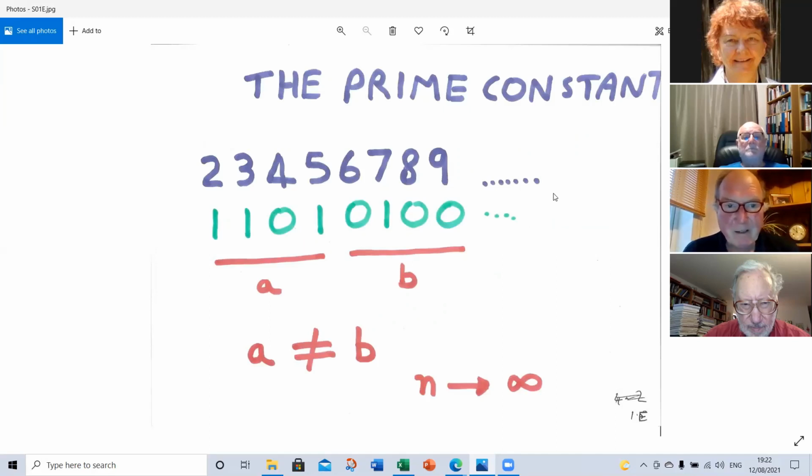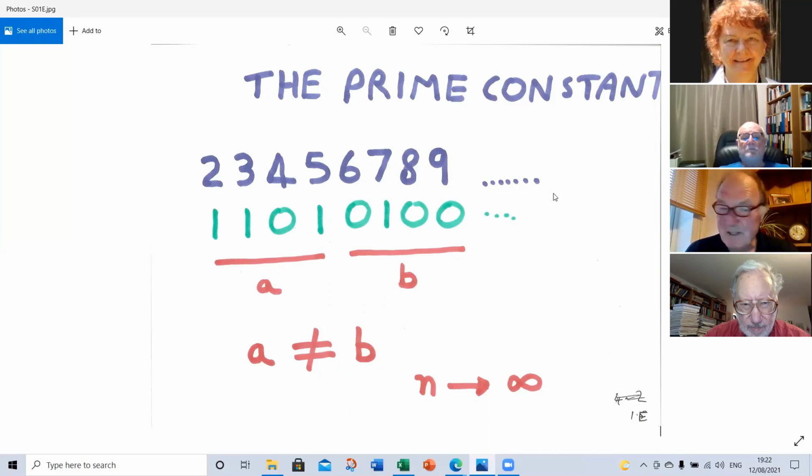binary encoding of the natural numbers greater than 2. So 2, 3, 4, 5, 6, 7, 8, 9. And in green, we've encoded them in binary. So 2's prime, so that's a 1. 3's prime, that's a 1. 4's composite, that's a 0. 5's prime, and so on. And so you can see that A and B are not equal.